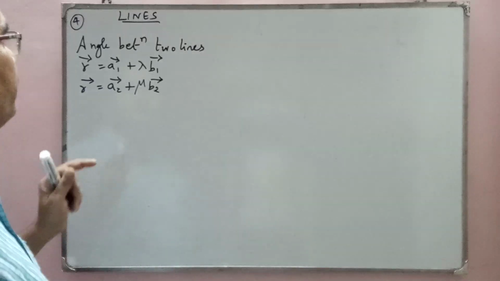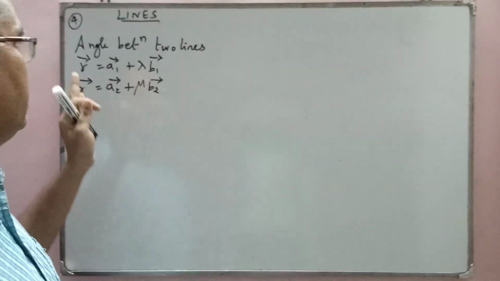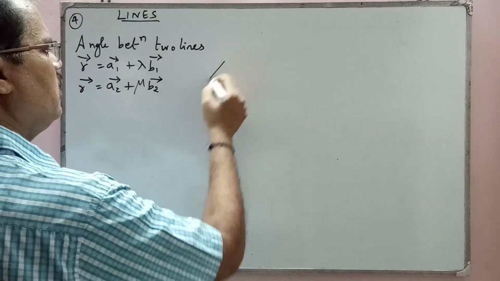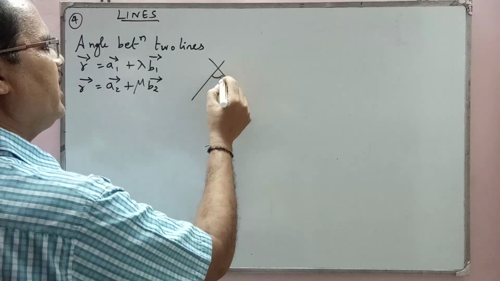Children, next, in the lines equation, we are going to see the angle between two lines. You are given two lines, and you are trying to find the angle between these lines.